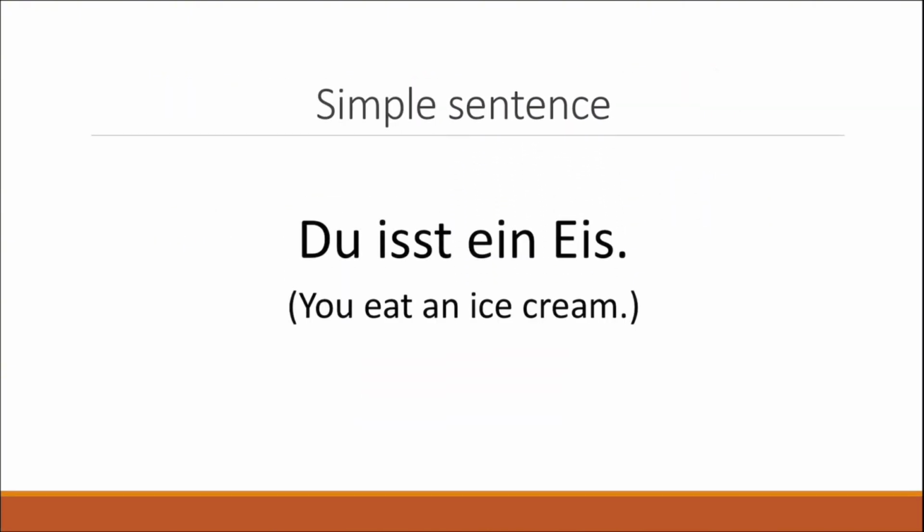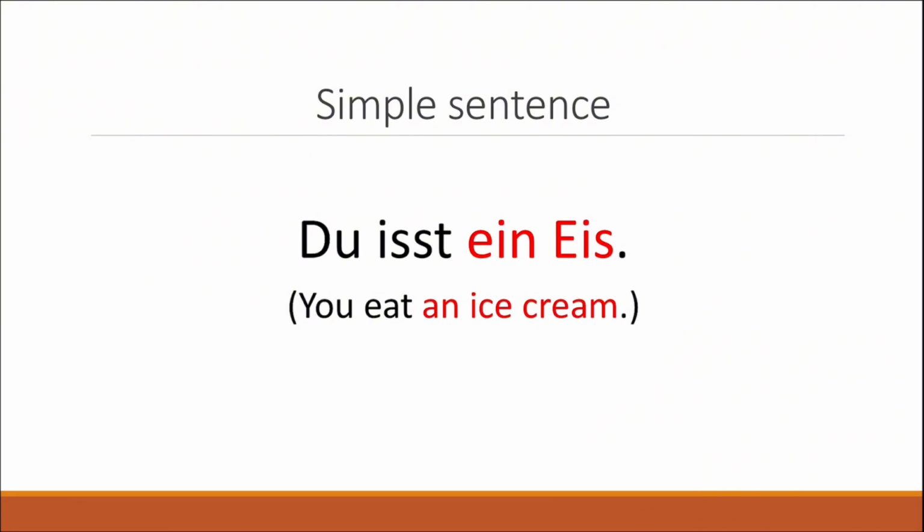Now, let's initially look at the basic structure of a main sentence in English compared to its German counterpart. Here we have a sentence, "Du isst ein Eis," which means "you eat an ice cream." Here we notice that there are not many differences. In the first place, we find the subject, which is "du." In the second place, the verb. And then the other components of the sentence, in this case, a direct object.